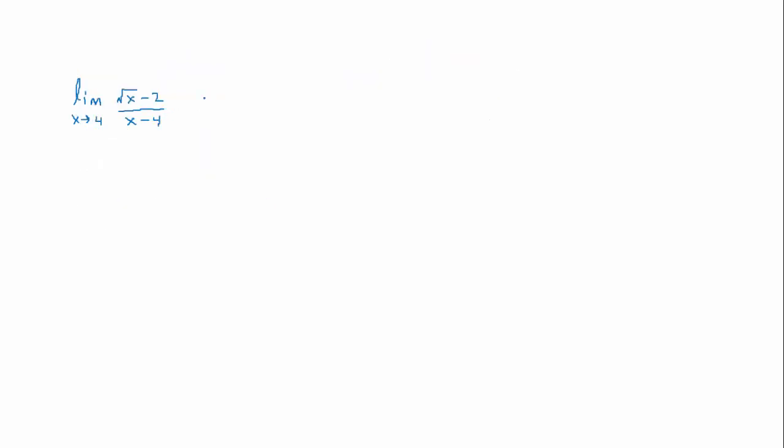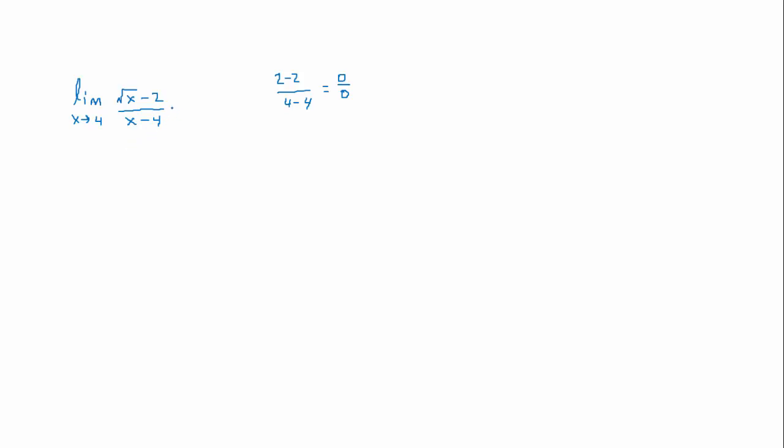Okay, so this example has a radical, the square root of x, and if we try direct substitution, we would get the square root of 4, so 2 minus 2 over 4 minus 4, which is another 0 over 0 indeterminate form. So we could continue on here, and when you have these square roots, these radicals, the method you want to use is rationalizing.